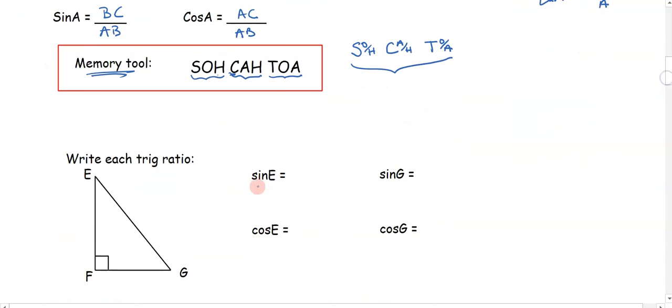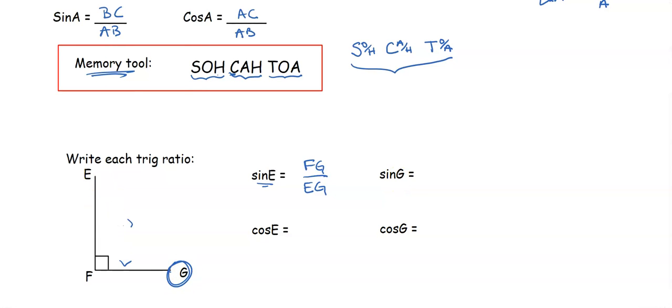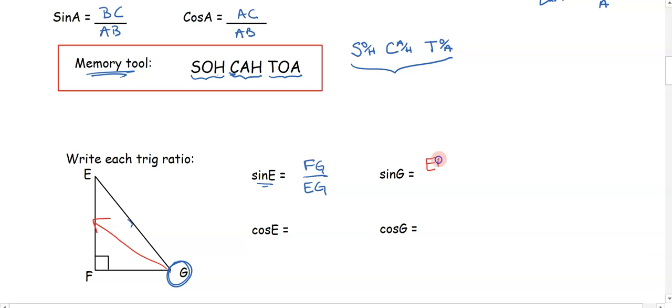All right, so here, what is the sine of angle E? The sine of angle E would be opposite, FG, as compared to hypotenuse, EG. Or if I was asked for the sine of G, it would be the opposite, which would be EF, as compared to hypotenuse, which would be EG.